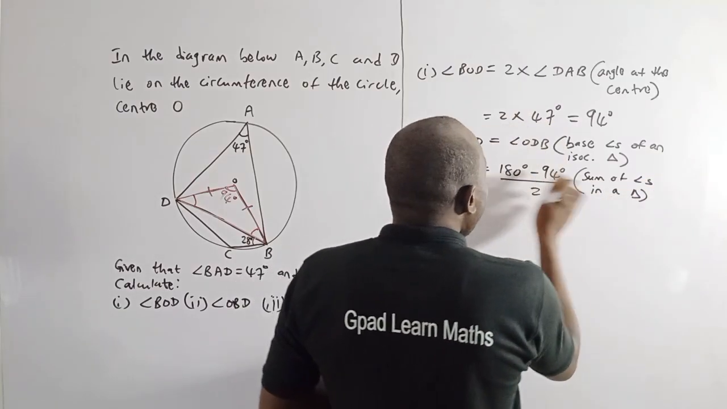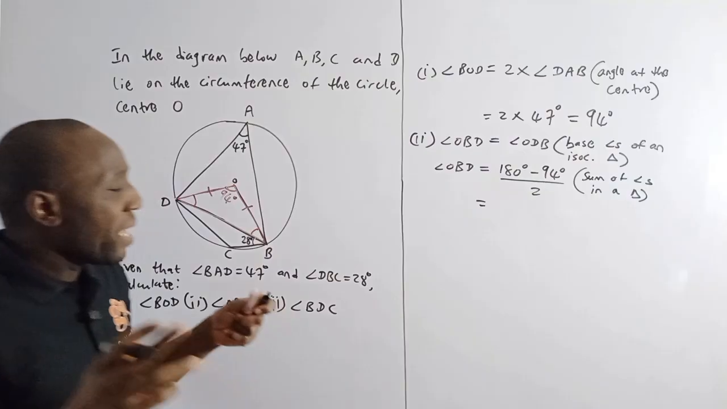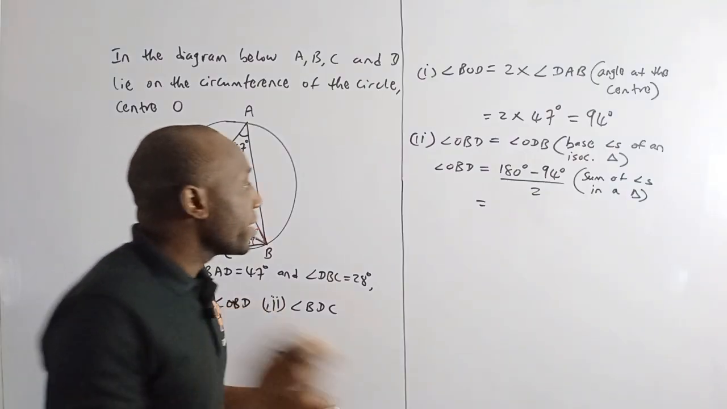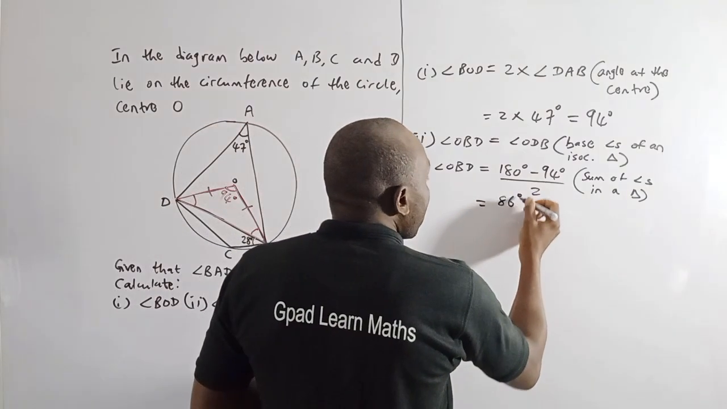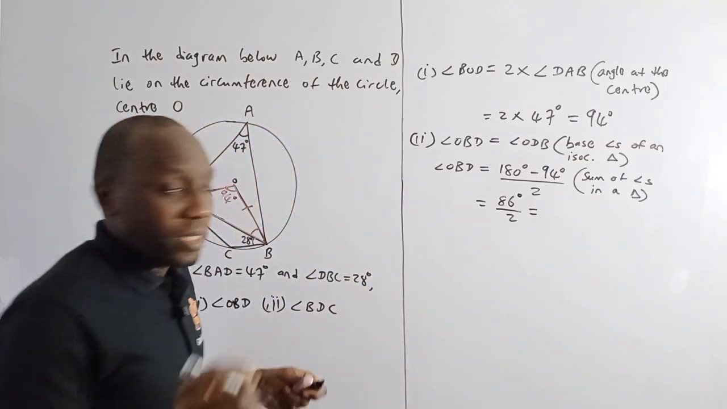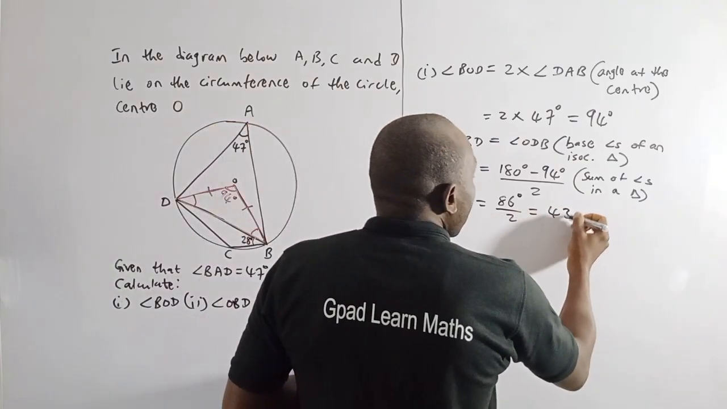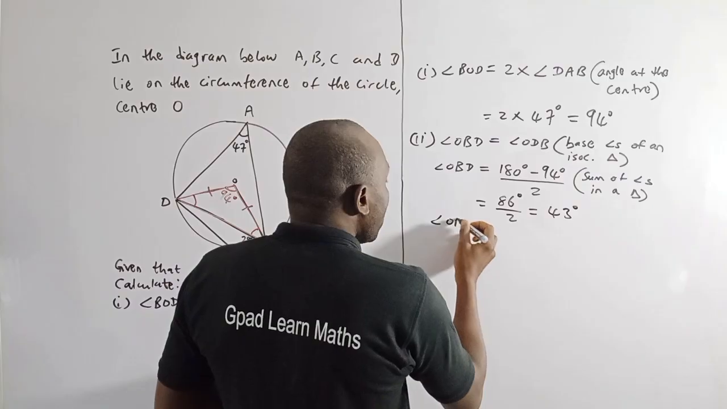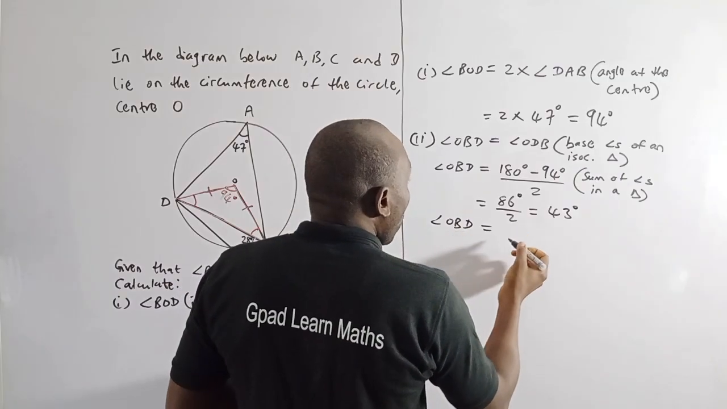Beautiful. So what is 180 minus 94? That's going to be what? 86 degrees. If you divide it by 2, you are going to get what? 43 degrees. So angle OBD is also equal to what?